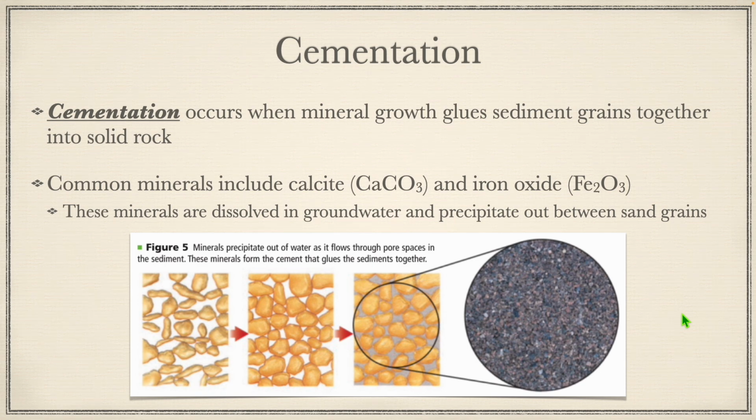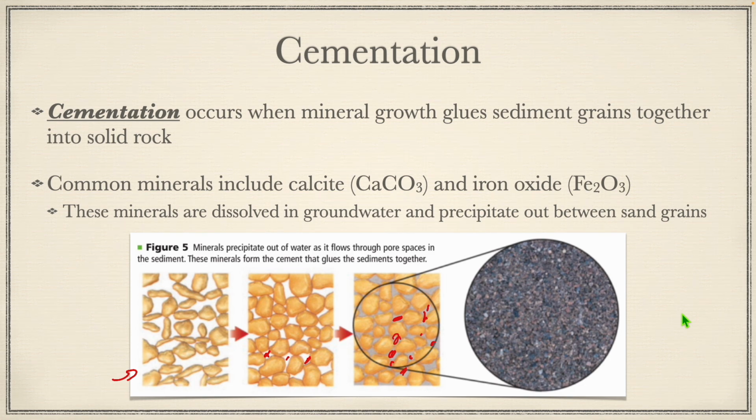Then cementation. Cementation occurs when mineral growth glues sediment grains together into solid rock. So you have your sand grains. They are compacted. You still have some of this open space in here. And then new minerals grow in those pore spaces. And that's basically what glues these together.